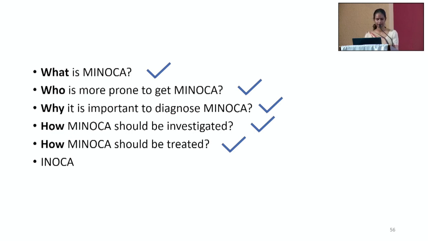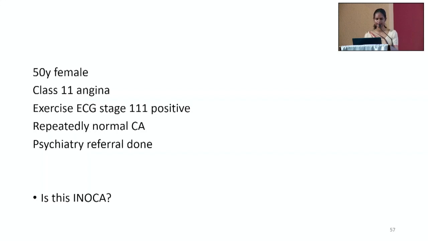Before going into INOCA, I'll present you another case. This is a 50-year-old female presented with class 2 angina, exercise ECG stage 3 positive, and repeatedly normal coronary angiogram. But the patient keeps coming repeatedly with the symptoms, and a psychiatric referral has also been done. So, what is this condition? Is this INOCA?